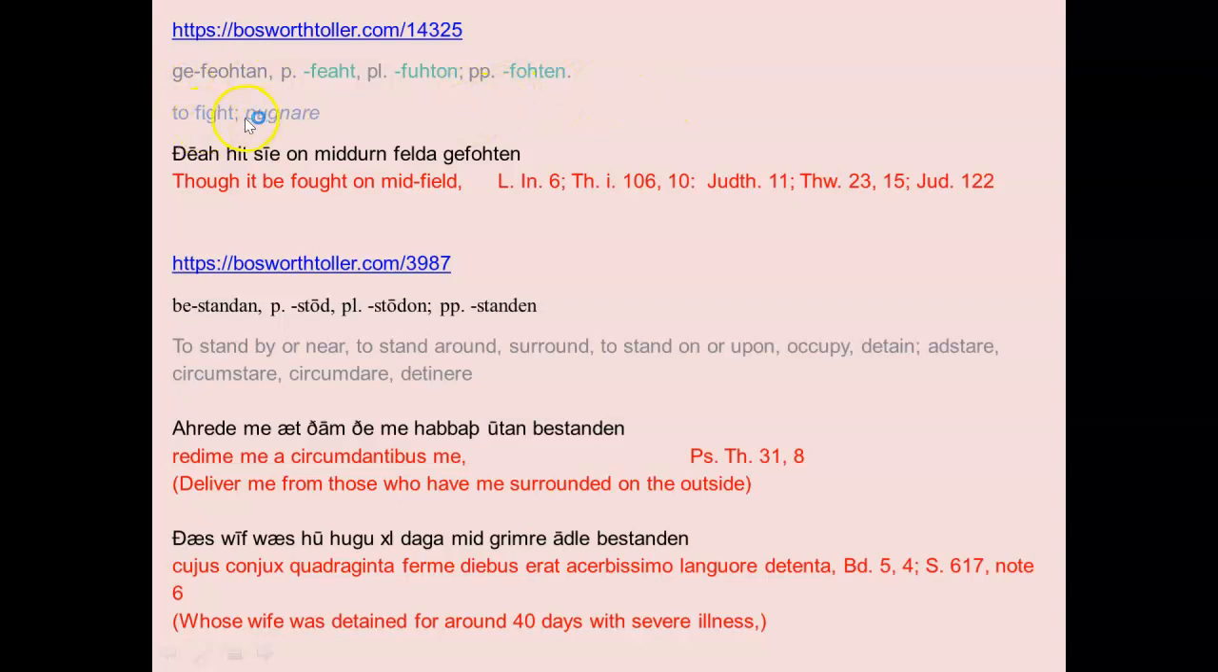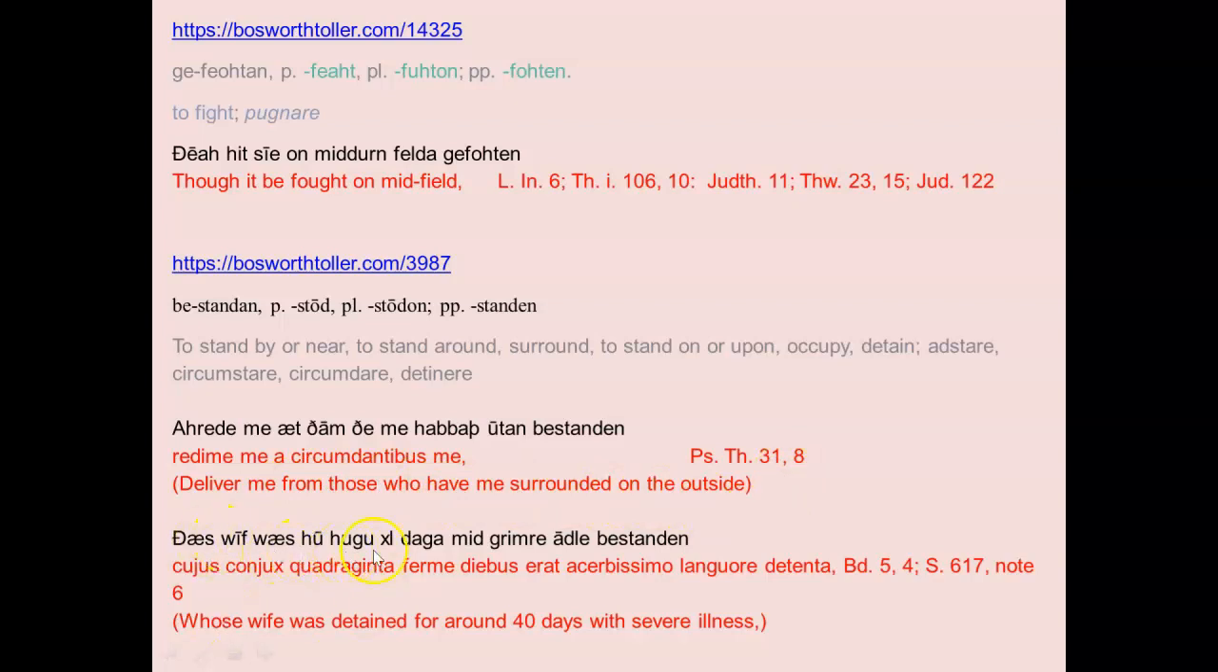Gefeohtan, to fight. The past participle form is gefochten. Their kitsia on middenvelder gefochten, though it be fought on midfield. Next example, bestandan. Past participle form is bestanden, to stand by or near, to stand around, surround, to stand on or upon, occupy, detain. Achred me at tham the me habeth utan bestanden: deliver me from those who have me surrounded on the outside.